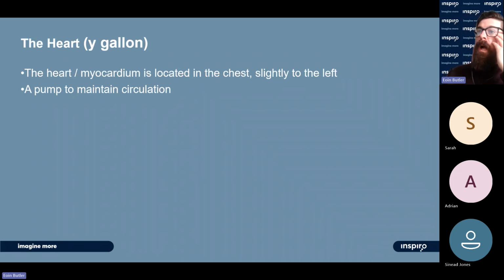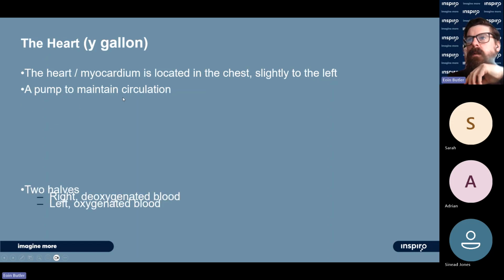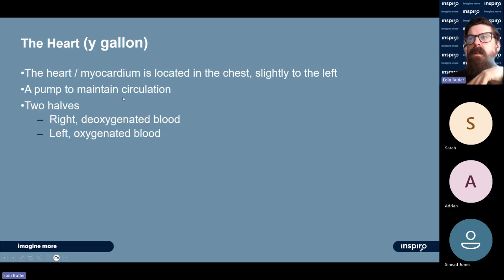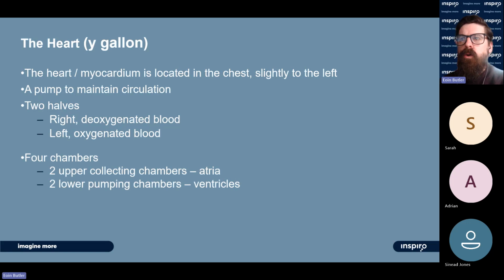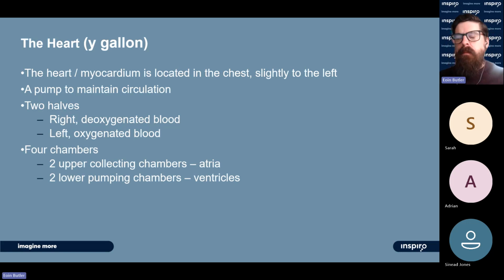Okay. So the heart itself is a pump to maintain circulation. It's split into two halves. We've got the right side and the left side. So the right side pumps deoxygenated blood, so blood without oxygen, and the left side pumps oxygenated blood, so blood with oxygen. It's got four chambers, two upper collecting chambers called the atria, and two lower pumping chambers called the ventricles. And valves within the heart ensure that the flow is one way.